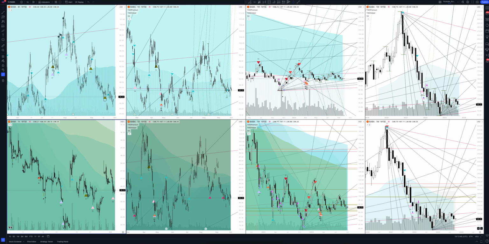Today we will take a look at Alibaba stock. Let's analyze the market situation and find out how you can make money on it. Let's start.